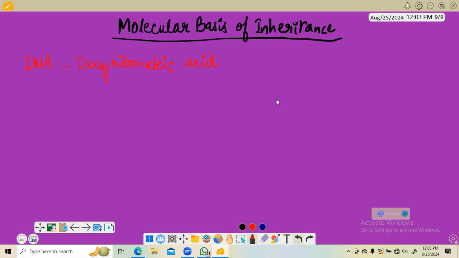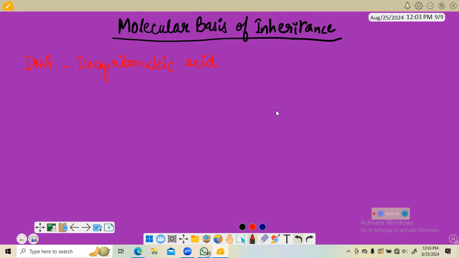There are a number of examples, like blue eye color. Blue eye color is very rare. Let's say a mother has blue eye color, right? So there are chances that her child will inherit that blue eye color. This is how inheritance works.